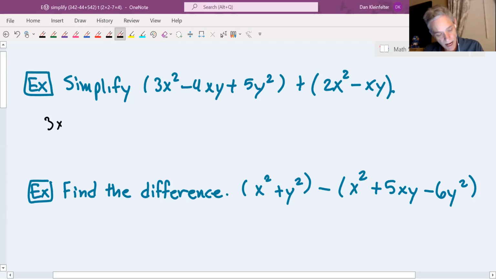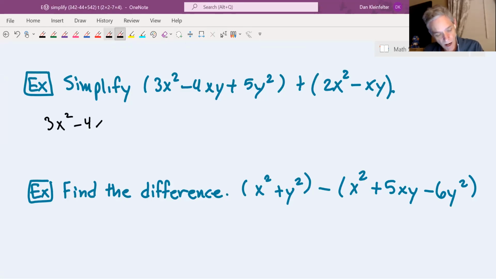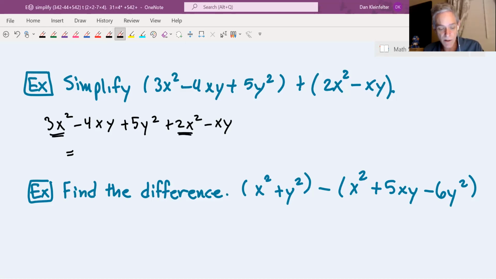So we'll have 3x squared minus 4xy plus 5y squared plus 2x squared minus xy. Okay, so now let's rewrite that, combining the x squareds together. 3x squared and 2x squared will make 5x squared. Then we'll take the xy terms. Minus 4xy minus xy is negative 5xy. And then finally, 5y squareds.